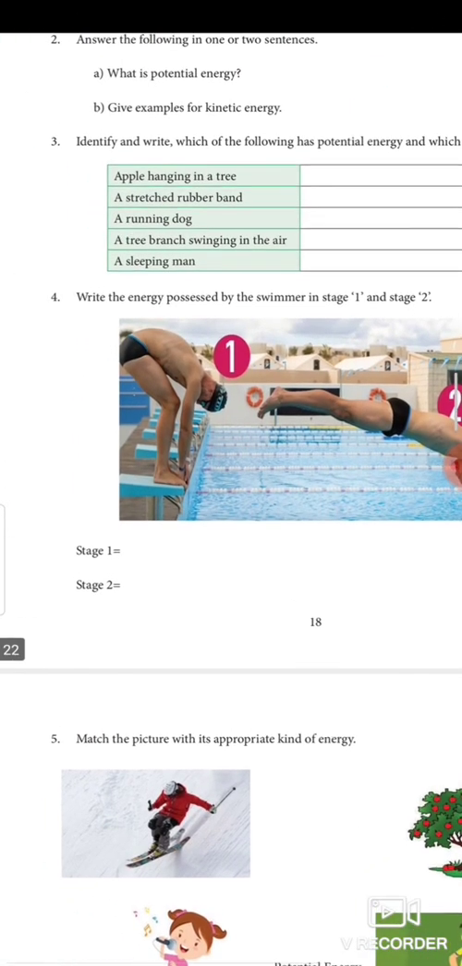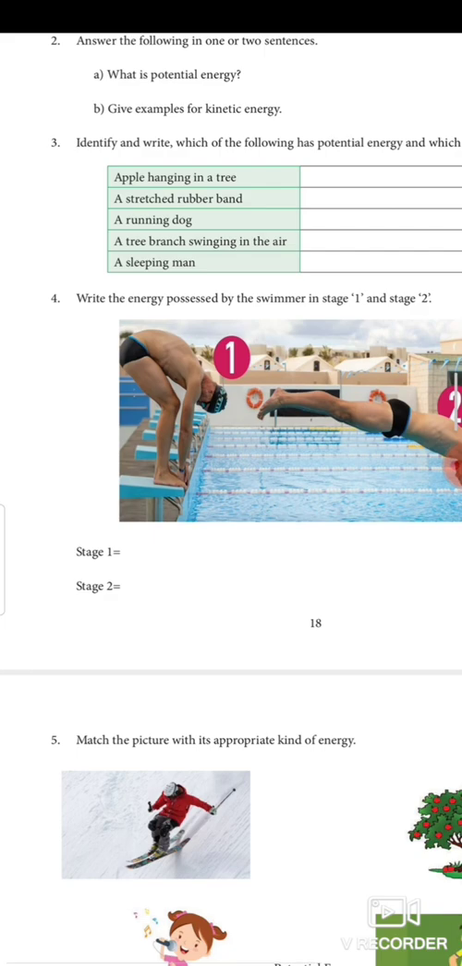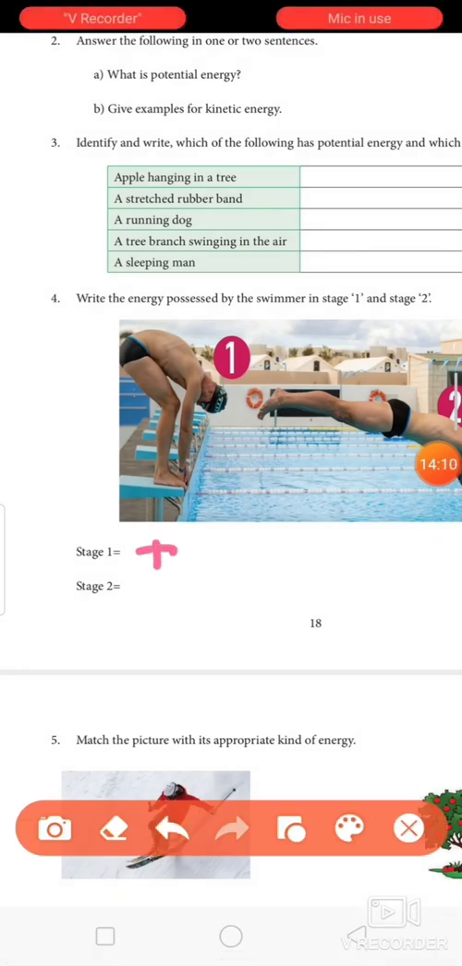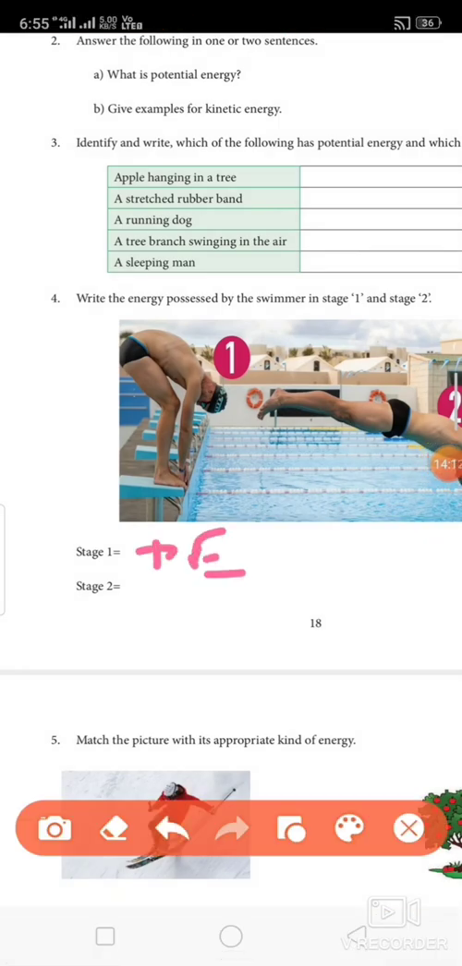Next, they have shown a picture. In that picture, you have to find which energy is possessed by person 1 and person 2. So, stage 1, it is potential energy. So, PE. And stage 2, he is moving. Since he is moving, it is kinetic energy.